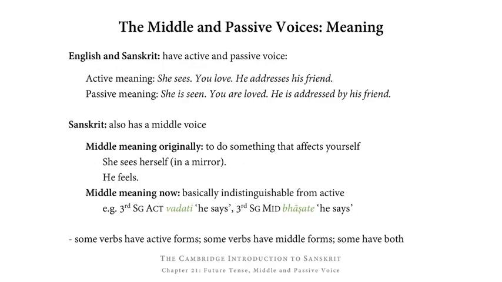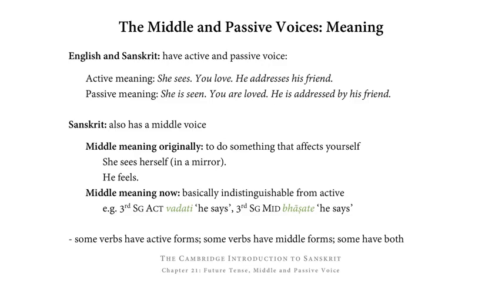And so on to the second new thing in this chapter, the middle and passive voices. Now, voice is here used in the same technical grammatical sense that was also introduced in chapter 3 of the book. English and Sanskrit both have an active and a passive voice. Active forms mean things such as she sees, you love, he addresses his friend, and so on, whereas in passive verbs you would find meanings such as she is seen, you are loved, he is addressed by his friend, and so on. So active verbs talk about doing something, whereas passive verbs talk about having something done to you or experiencing something.